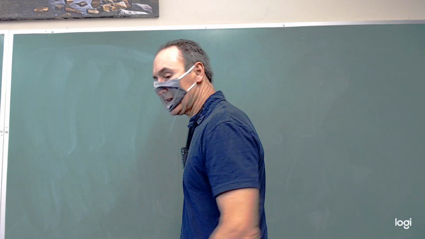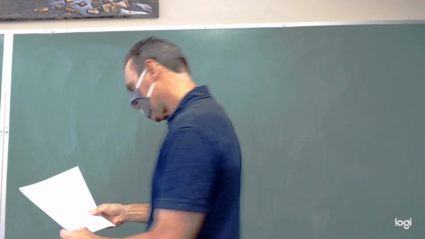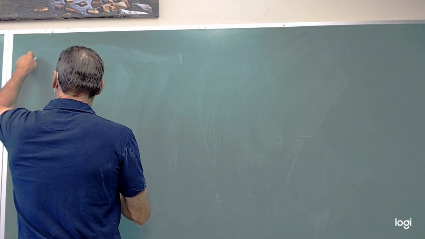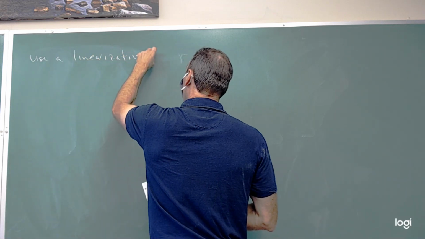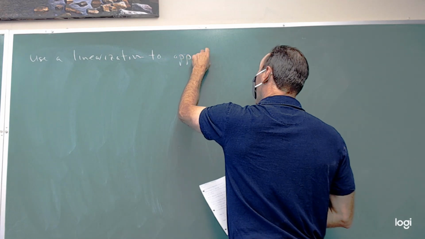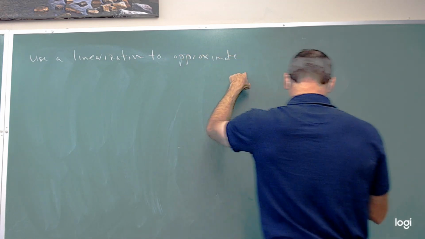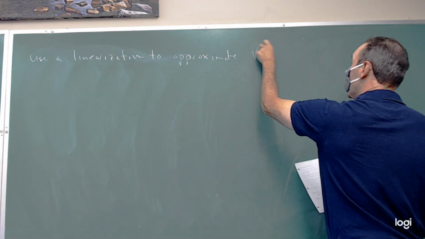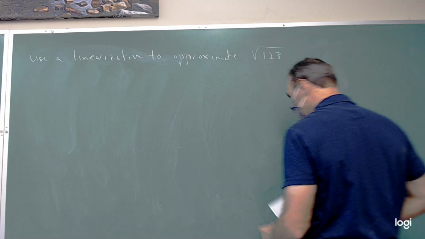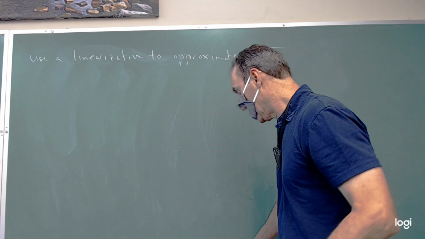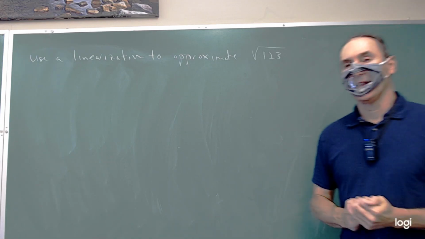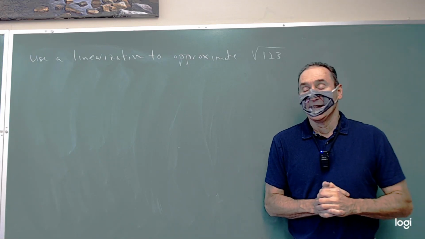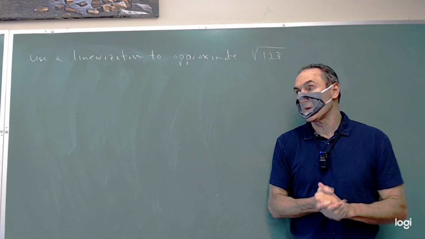All right. So let's use a linearization to approximate the square root of 123. Are we up for doing this at the board or no? Is that too big a leap? No, it's okay. We'll do it together. I'm giving you very little to go on here, except I just want a linearization.